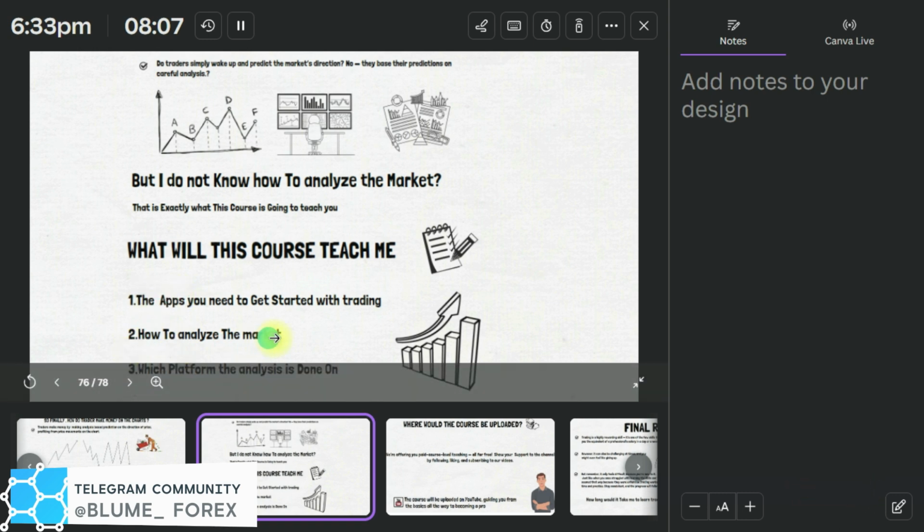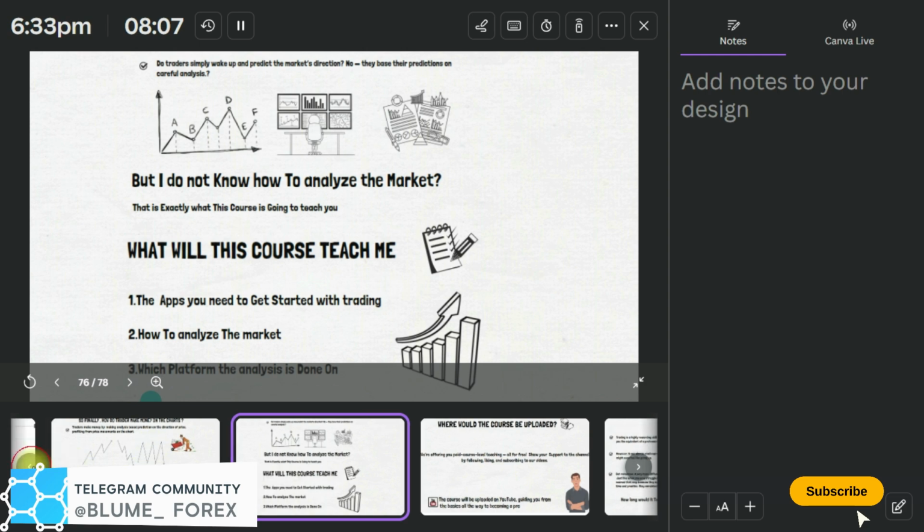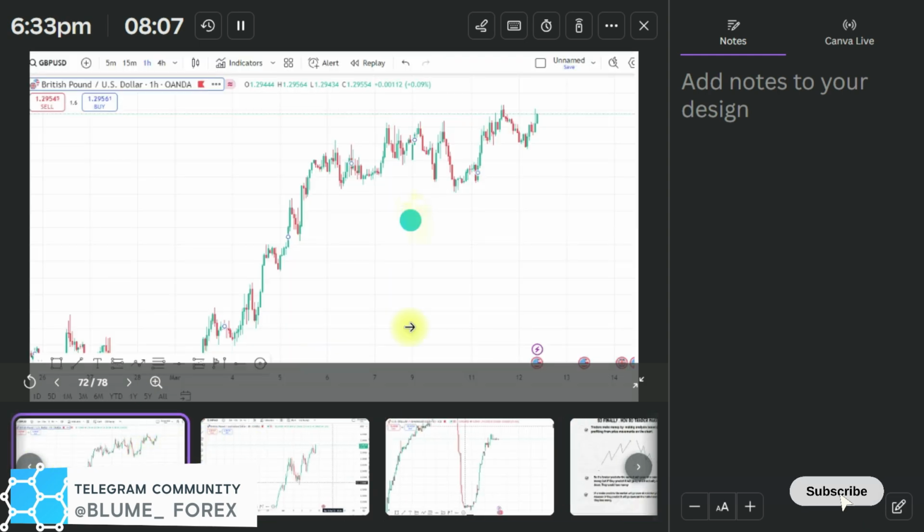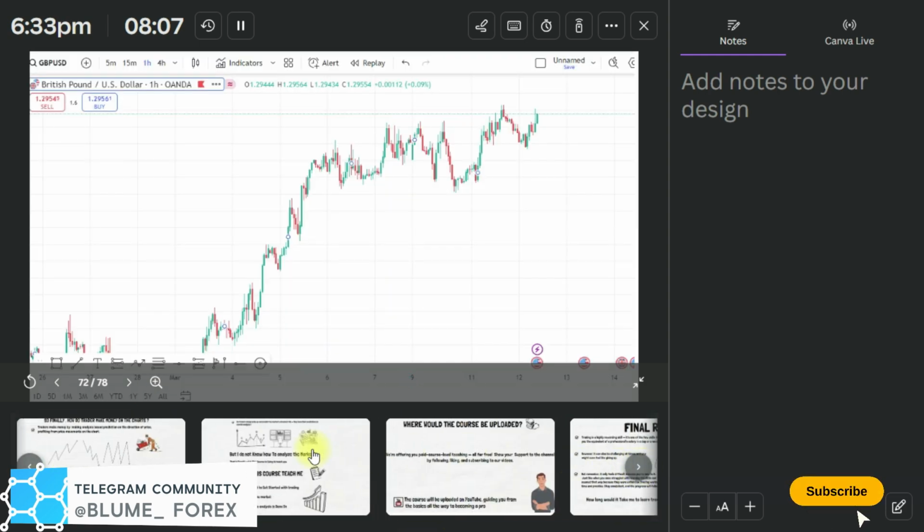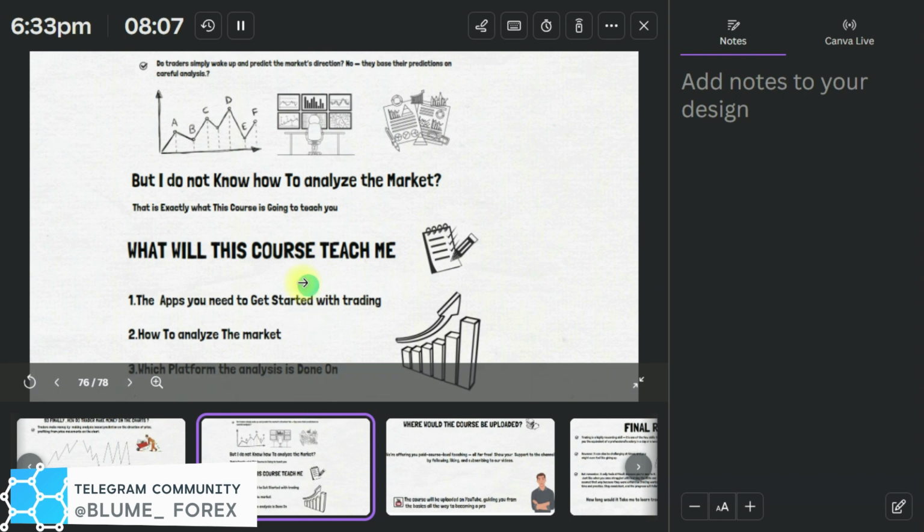And also how to analyze the market. We are going to also work on how to analyze the market, the actual body of the course, which is the strategies and knowing whether this chart is going to keep pushing up or keep pushing down, right? And also which platform the analysis is done on. So traders use a platform for analysis. So we are going to treat everything, how to use that platform, which platform you need to set you up as a trader, right?